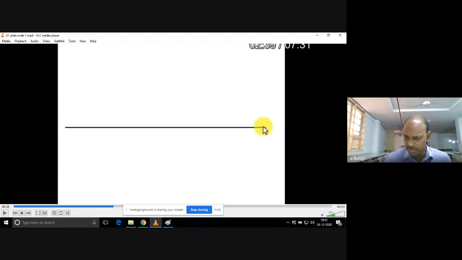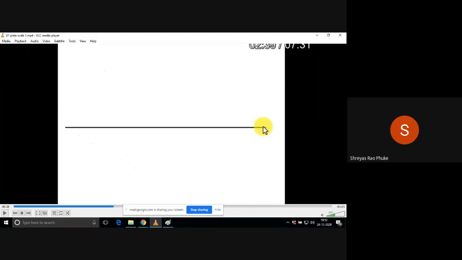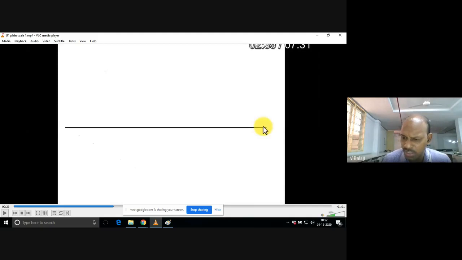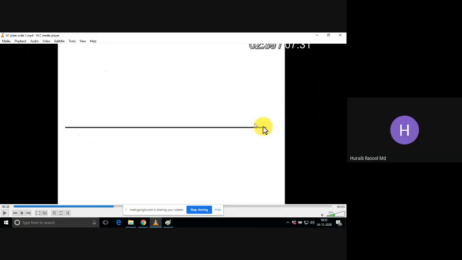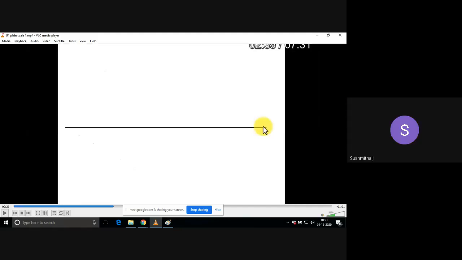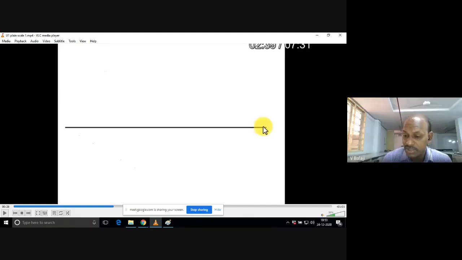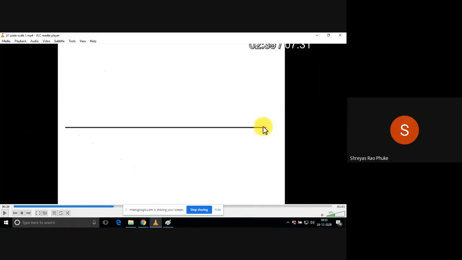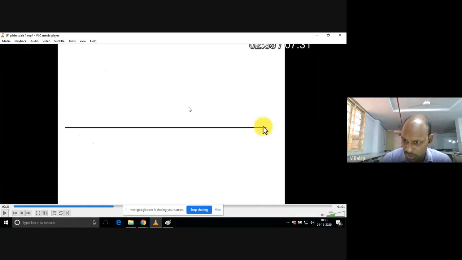For example, if the maximum length to be measured is equal to 6 decimeters in the problem, now tell me how many parts I have to make. 6 parts. Okay. According to the problem, you check the problem. So the maximum length is the criterion. According to the maximum length to be measured, that many number of parts you need to take for convenience.